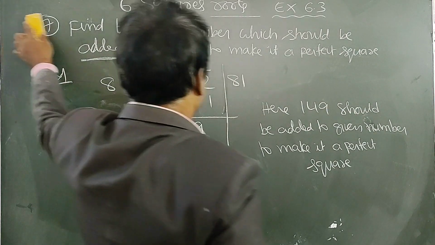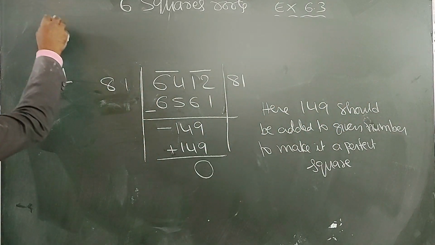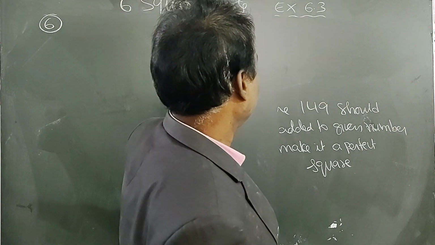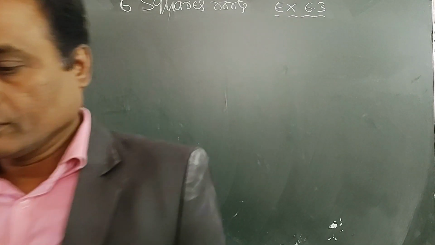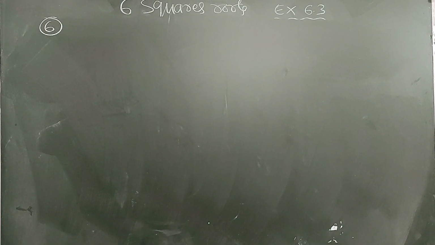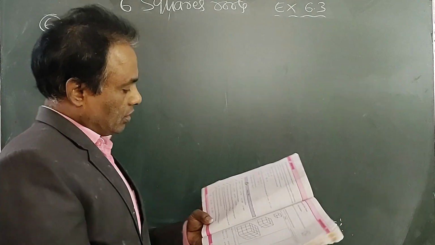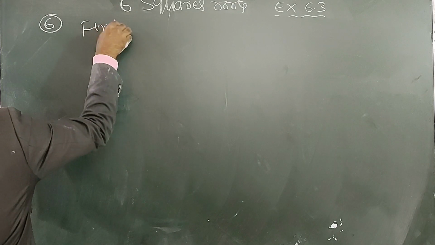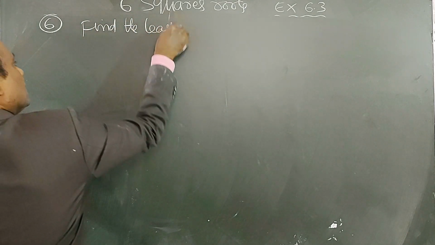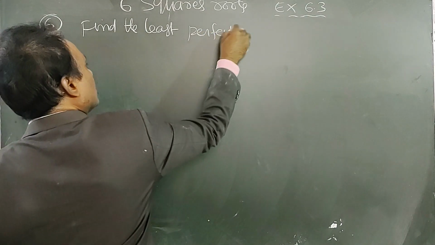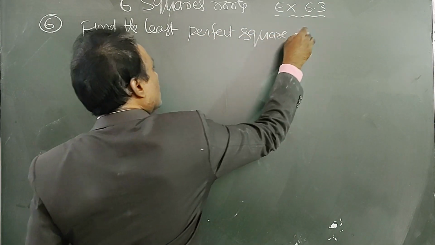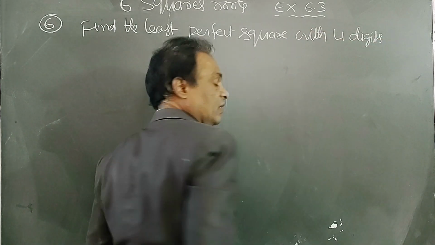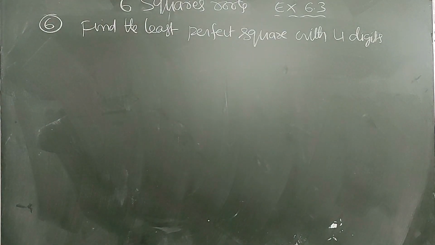Sixth question. Find the least perfect square with 4 digits. Least perfect square with 4 digits.